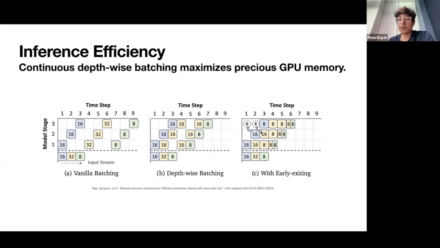But again, because we have this exiting strategy, some of the tokens can exit early, and then we free memory, and then we can feed in more input from the stream. So the continuous batching comes from this mechanism. We have a stream of input, and then we do the computation, and some of them are exiting early, so we can feed more sequences from the stream. That's it.